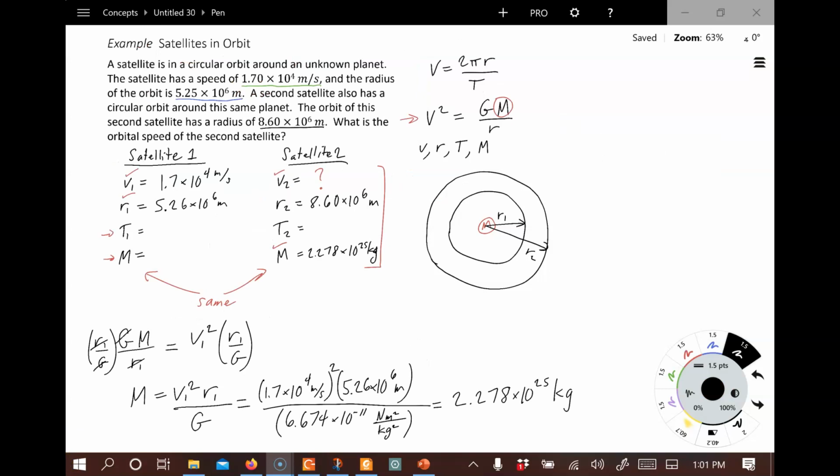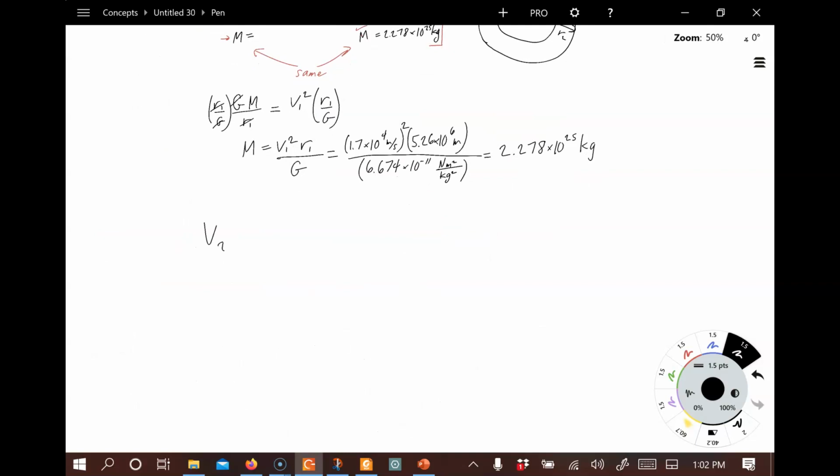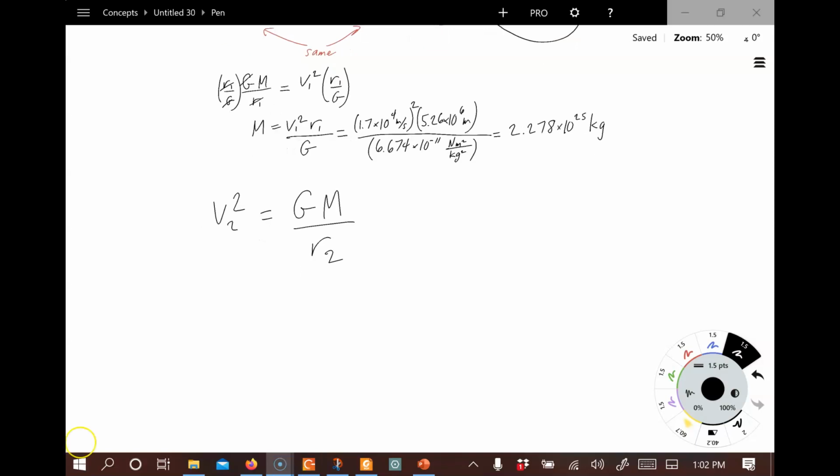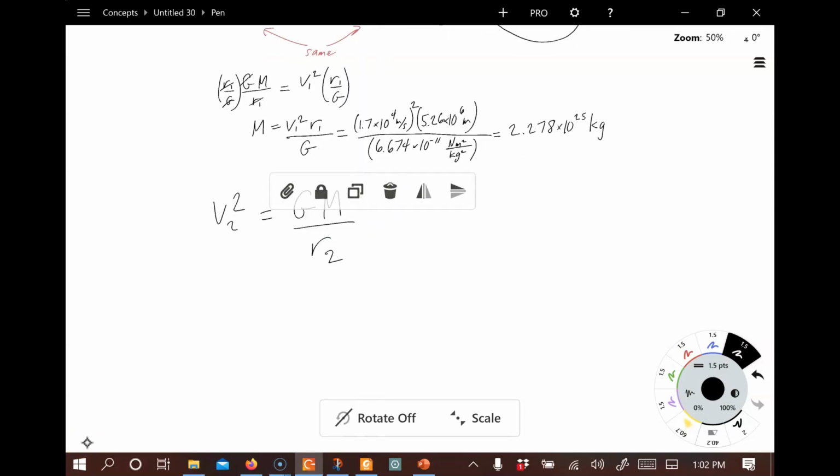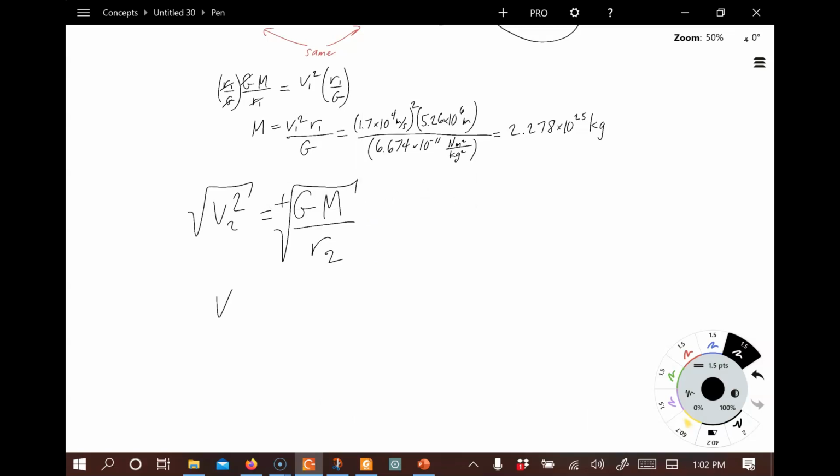So which equation do we want to use? Well, we know the value of R2 and M, so we can use the second equation again. So let's go ahead and write that one down. V2 squared is equal to GM over R2. And we just need to go ahead and plug in our numbers. Well, I guess before we do that, we should probably take the square root of both sides. Speeds are positive, take the positive root. So V2 is going to be equal to the square root of GM divided by R2. Let's go ahead and plug our numbers in.